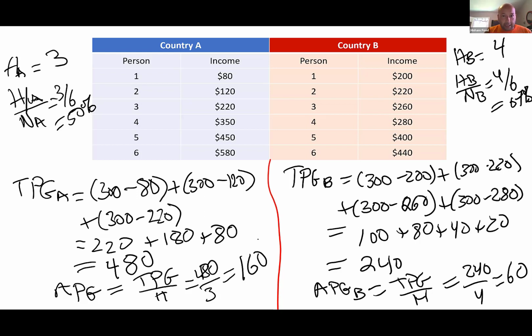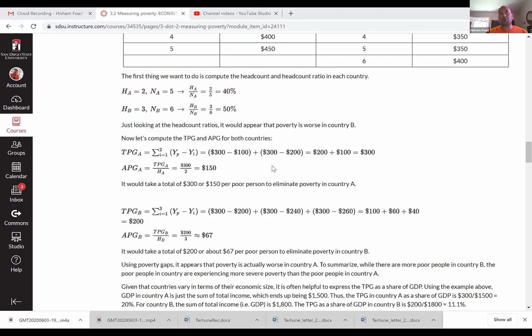So again, two ways of computing income-based measures of poverty. We could either count the number of people that are in a state of poverty, or we could figure out on average how much we would need to spend to eliminate poverty in a country. The first tells us how many people are in poverty. The second tells us how severe poverty is for those that are in that state of poverty.